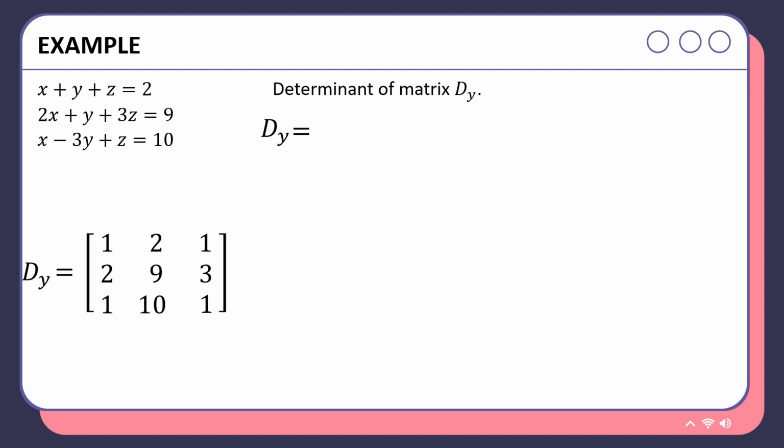We cover 2 and 1 in the first column and 2 and 1 in the first row. We copy 1 times 9 times 1 is equal to positive 9 minus 3 times 10 is equal to positive 30.